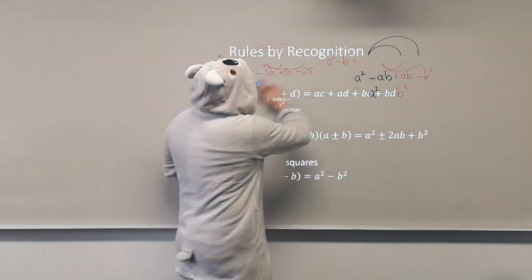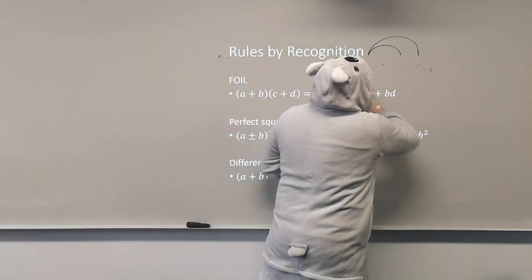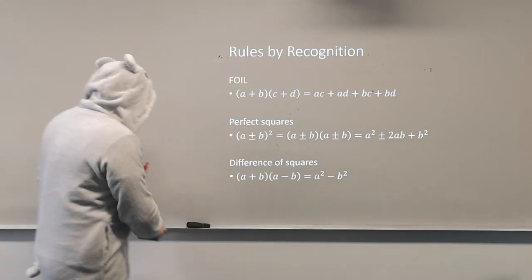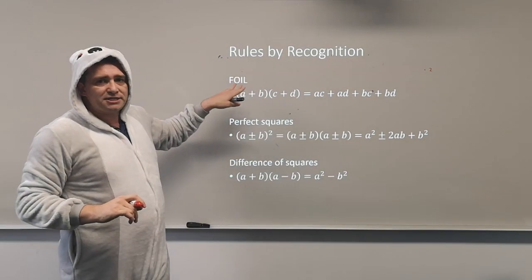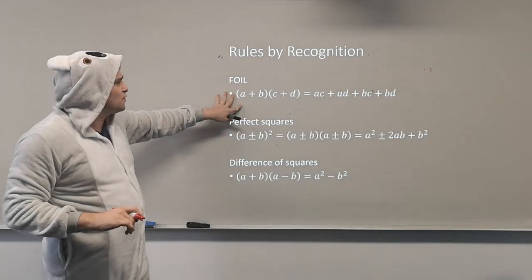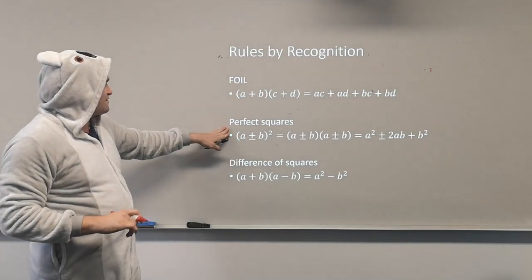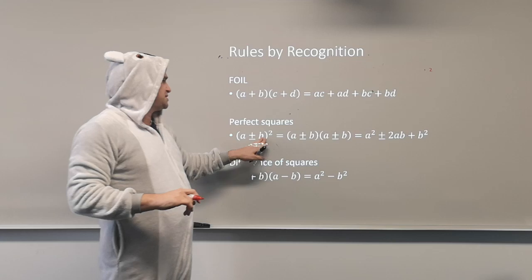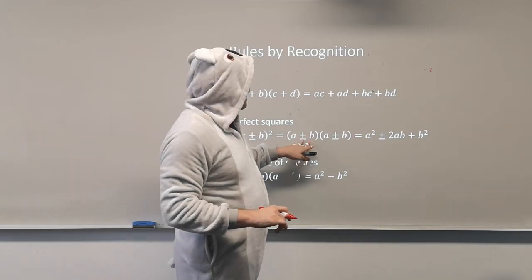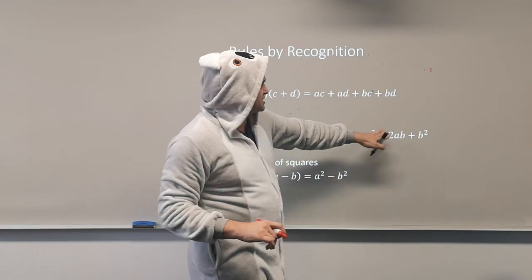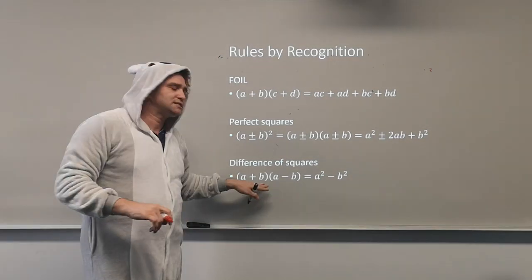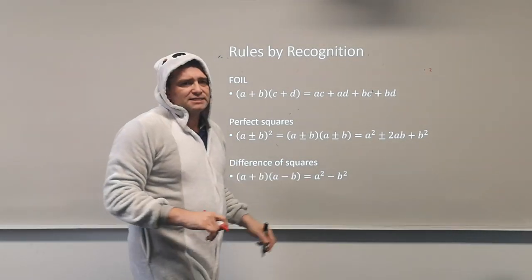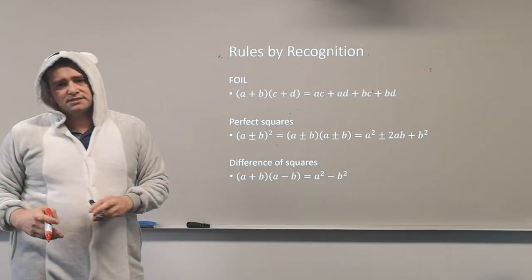Okie doke, so, in summary, we have looked at expansions. We have our rules of recognition. So our FOIL, how to expand. We have our perfect square, a plus or minus b squared is a plus or minus b times a plus or minus b, which is a squared plus or minus 2ab plus b squared. And our difference of two squares, a plus b, a minus b is a squared minus b squared.